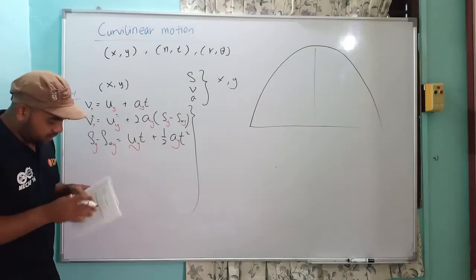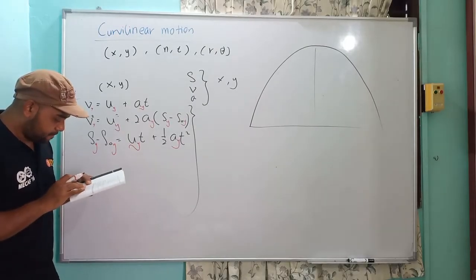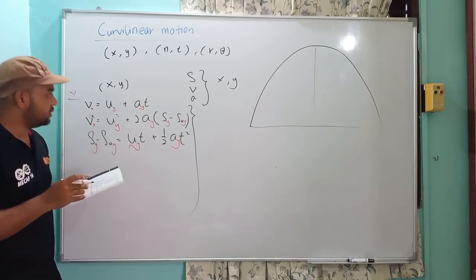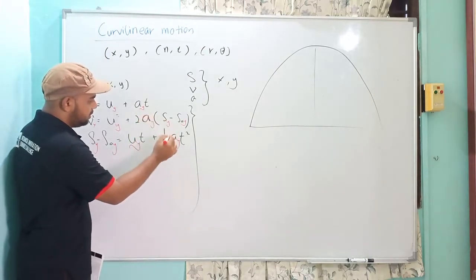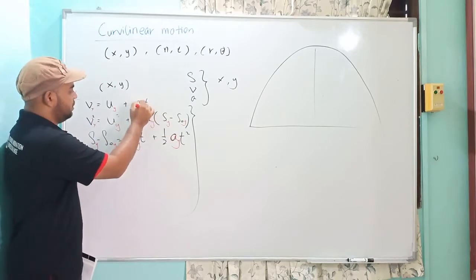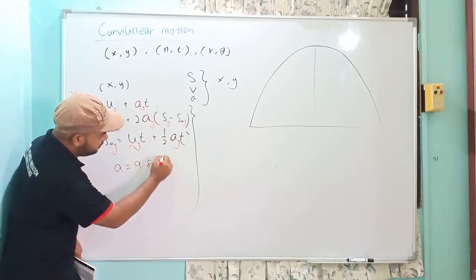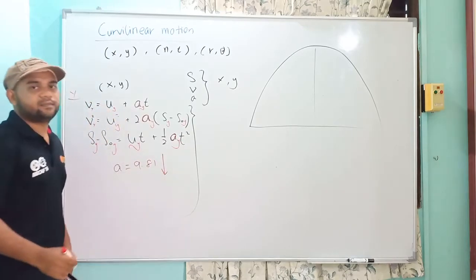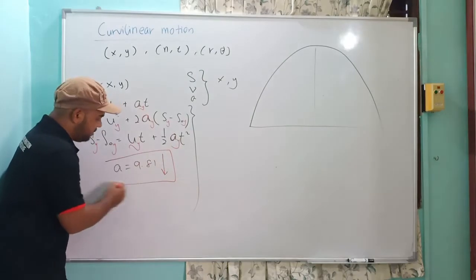Go to this one. In the y direction, it is said that the acceleration is constant, of course constant. Here we'll have the acceleration. So a is constant 9.81, which goes downward.